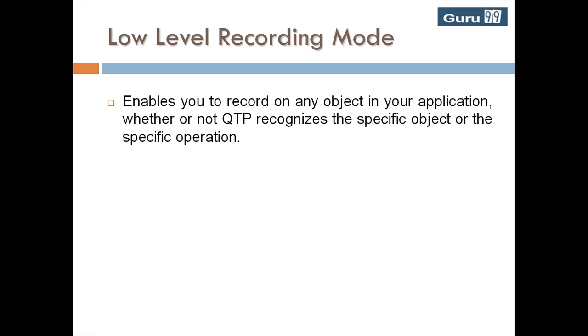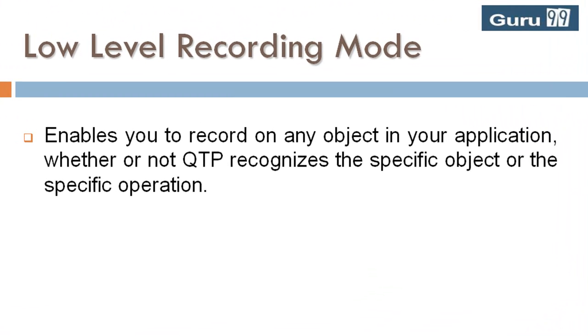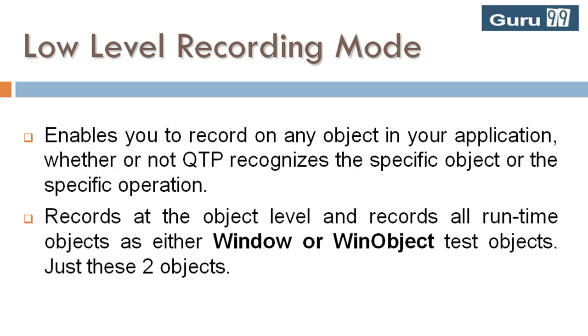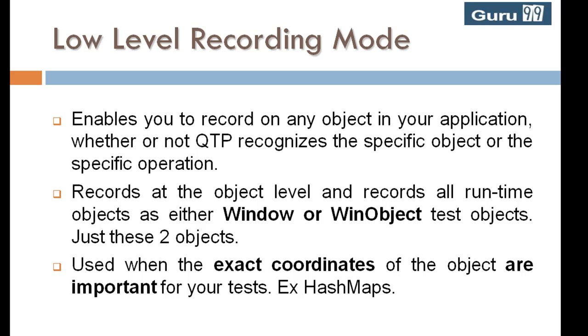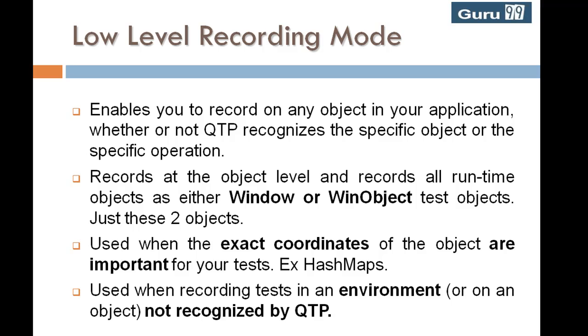Next, low-level recording mode. Low-level recording mode enables you to record on any object in your application, whether or not QTP recognizes the specific object or the specific operation. It records at the object level and records all run-time objects as either Window or WinObject test objects, just these two objects. Use it when exact coordinates of the object are important for your test, for example, hash maps where clicking different sections of a picture takes you to different links. Also use it when recording a test in an environment or on an object not recognized by QTP.